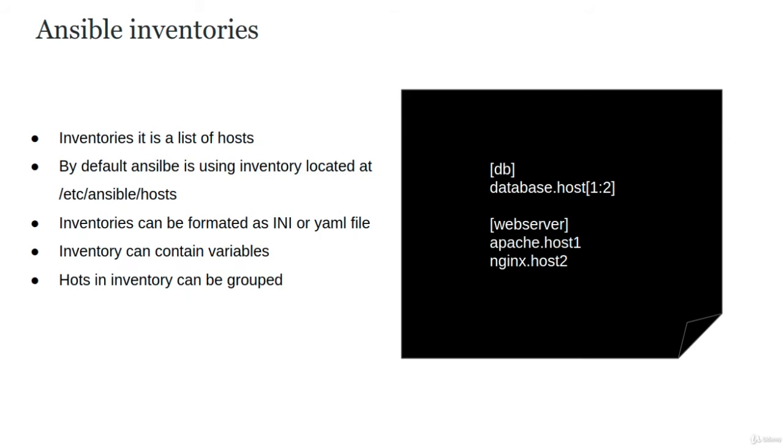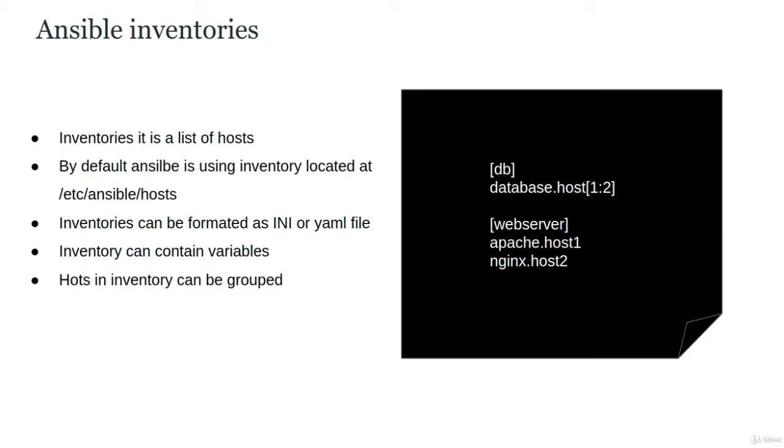Ansible Inventory is just a list of hosts but stored in a file. It can be INI or YAML format. By default, Ansible is using the inventory located at the Ansible host. Inventory can contain variables for a specific host, and hosts can be grouped in the inventory file.